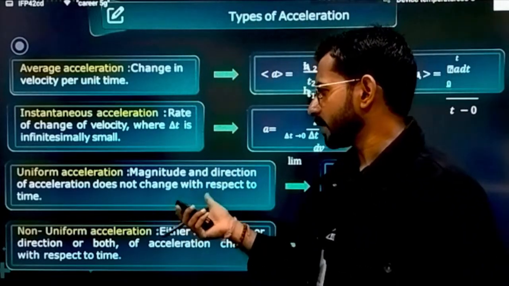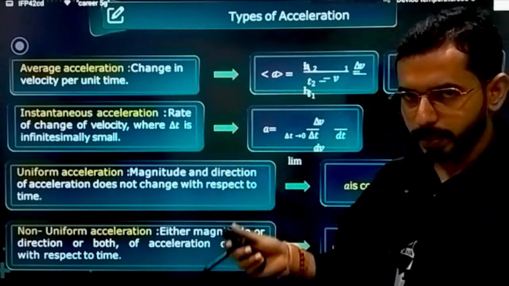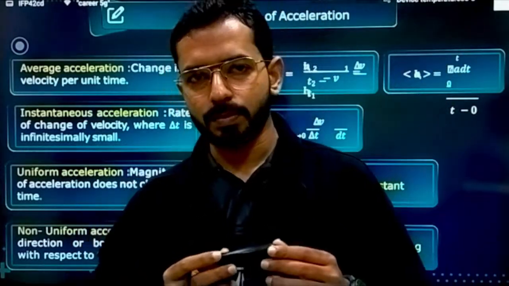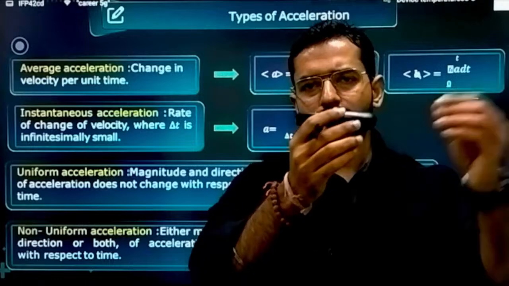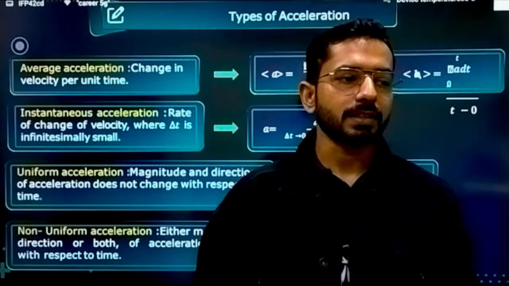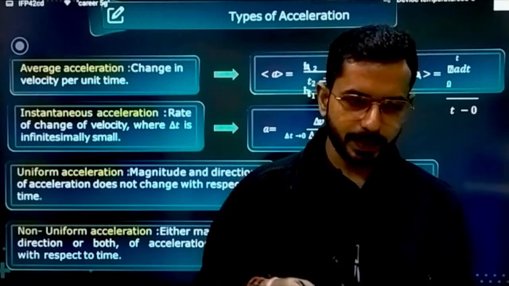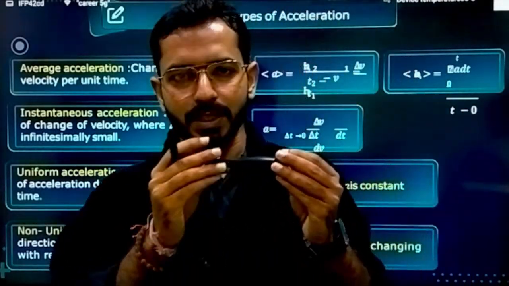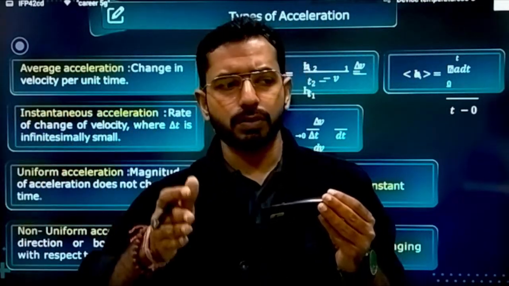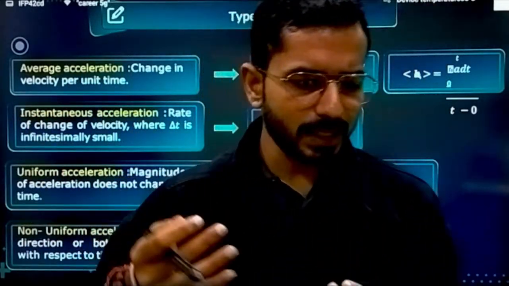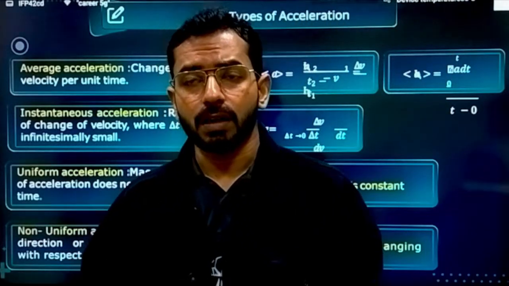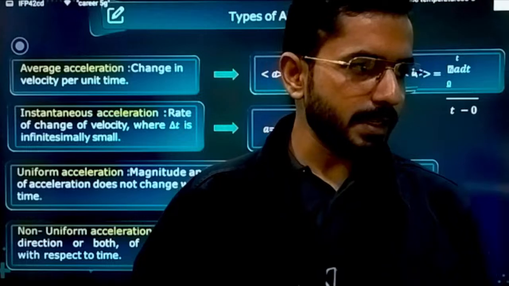Uniform acceleration means the magnitude and direction of acceleration do not change with time. Let's suppose in the positive direction of the x-axis there is 2 meter per second square, and if it is constant, not changing with time, constantly moving with 2 meter per second square, that is defined as uniform acceleration. What is non-uniform acceleration? Let's suppose for the first 5 seconds it is 2 meter per second square, then it increases to 5 meter per second square, then it decreases to 1 meter per second square. If it keeps changing with time this way, then it is defined as non-uniform acceleration. Is it clear?